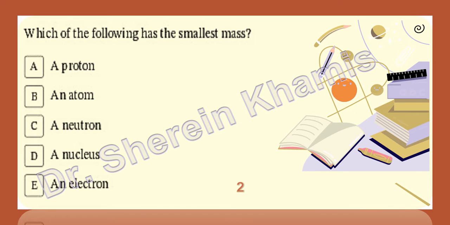Question 2 says, which of the following has the smallest mass? We said before that the smallest mass, which we can consider very negligible compared to the rest of the atom, is the electron. An electron has a small mass inside the atom, as it can move very fast in the electron clouds or in the energy levels that can be present. Let's go to question 3.